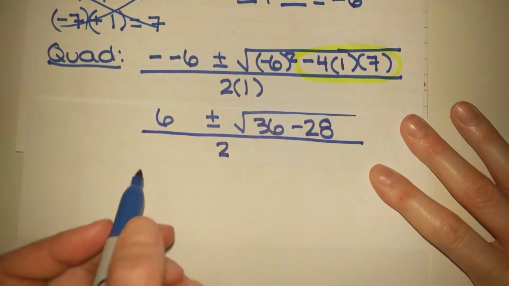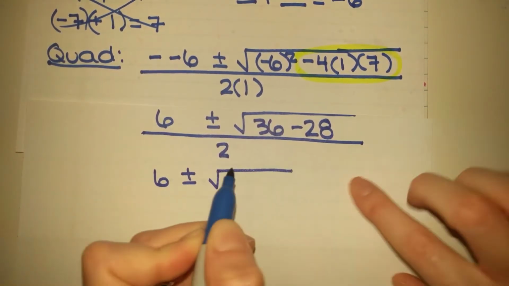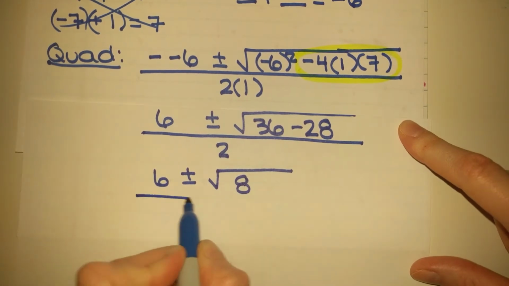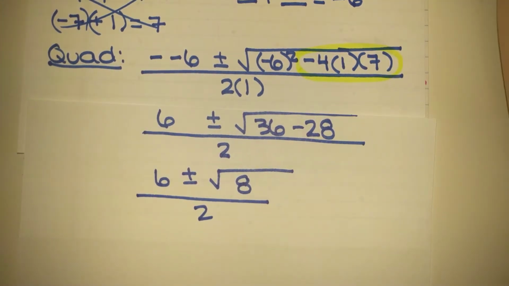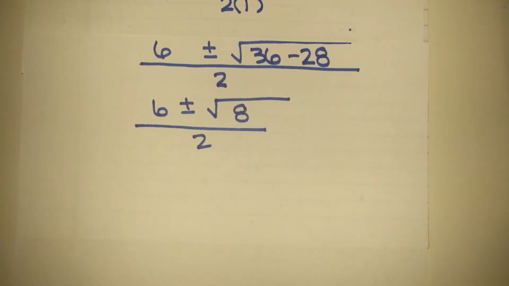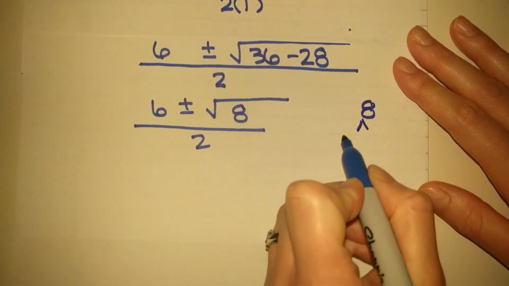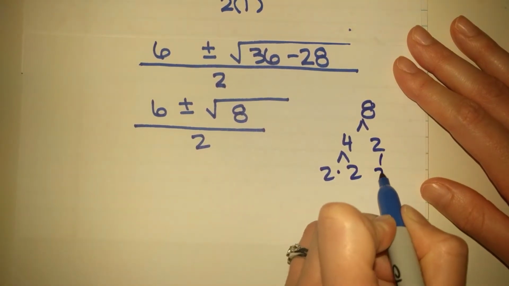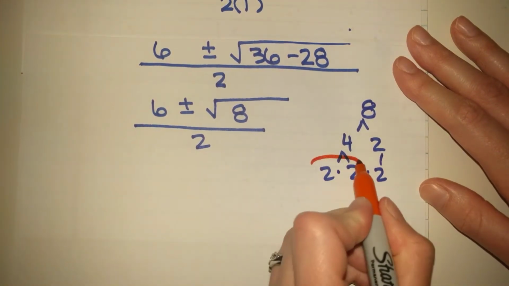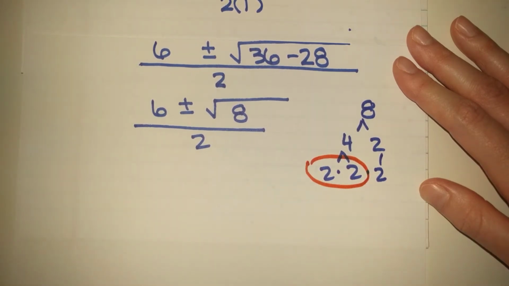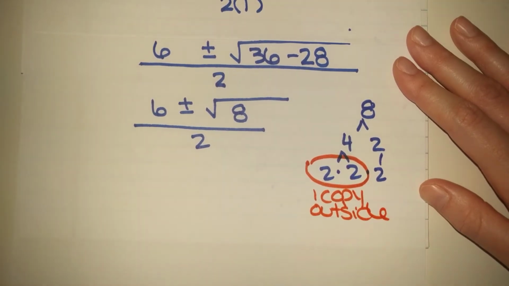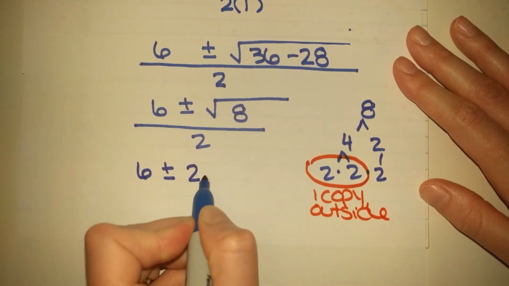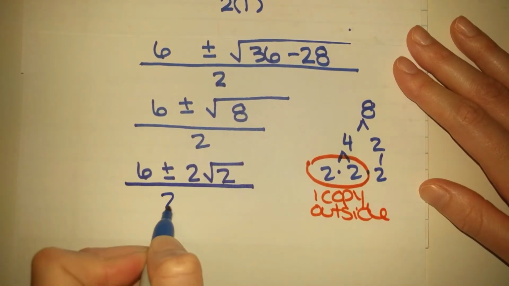All right, so then we simplify here. So we have 6 plus or minus, so the 36 minus 28, we're going to have an 8 left, over 2. And then we simplify from here, looking at the square root and asking ourselves, okay, what inside of the square root can we take out? When we look at 8, we have a factor tree of 4 and 2, 2, 2, and 2. And so that tells us that we can take 1 copy of 2 out in front of the radical. So this will be 1 copy outside of the radical. And so we will have 6 plus or minus 2 square root of 2 all over 2.